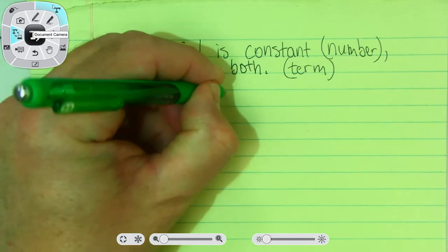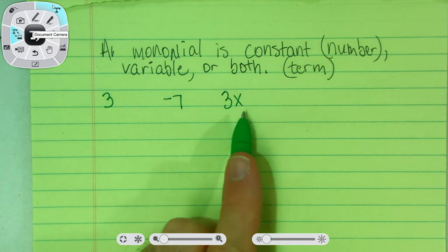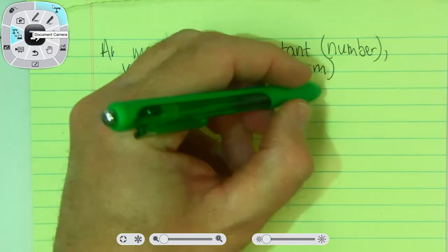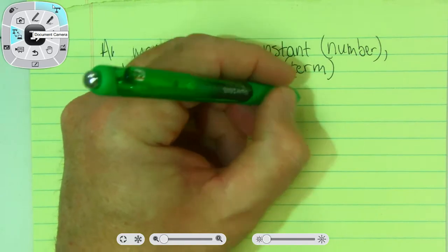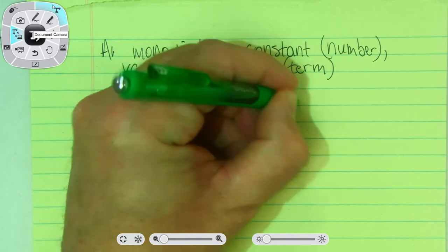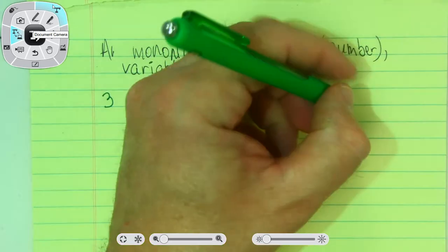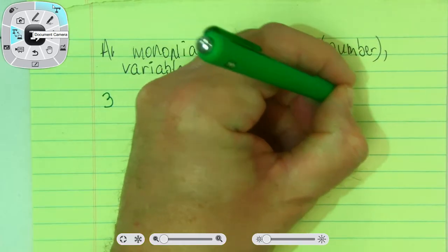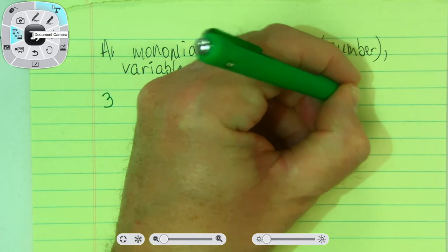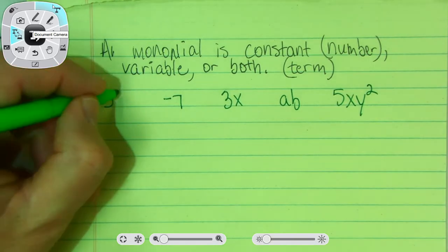It could be 3x. We've got a number and a variable. Not very complicated, is it? It could be just a variable, or a couple of variables. It could be 5xy squared. All those are monomials.